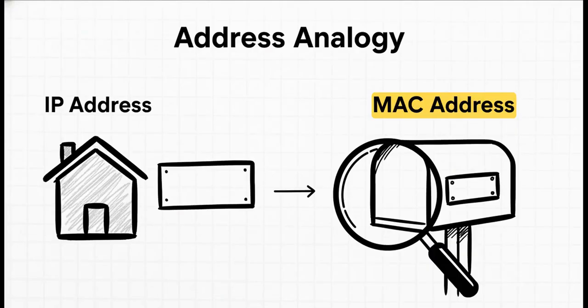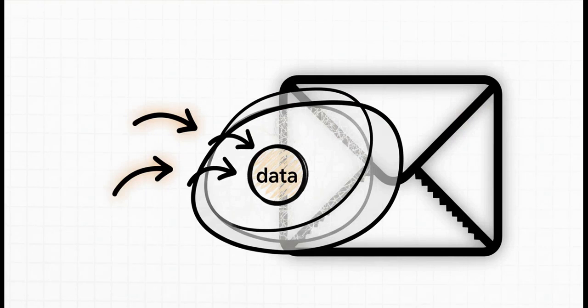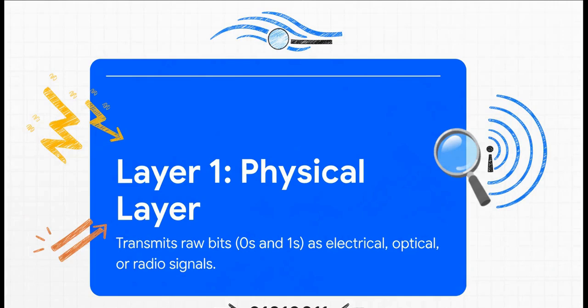So, if the IP address is the global street address for the building, the MAC address is like the specific name on the mailbox. It's a unique hardware ID that's burned right into your device. This local address is what makes sure the data gets from the router to your specific laptop and not your roommate's. At this point, our data packet gets wrapped in one final digital envelope. It's called a frame. This frame holds the local MAC addresses it needs for just the very next hop on its journey. This whole process of wrapping data inside other data, layer by layer, has a name, by the way. It's called encapsulation.